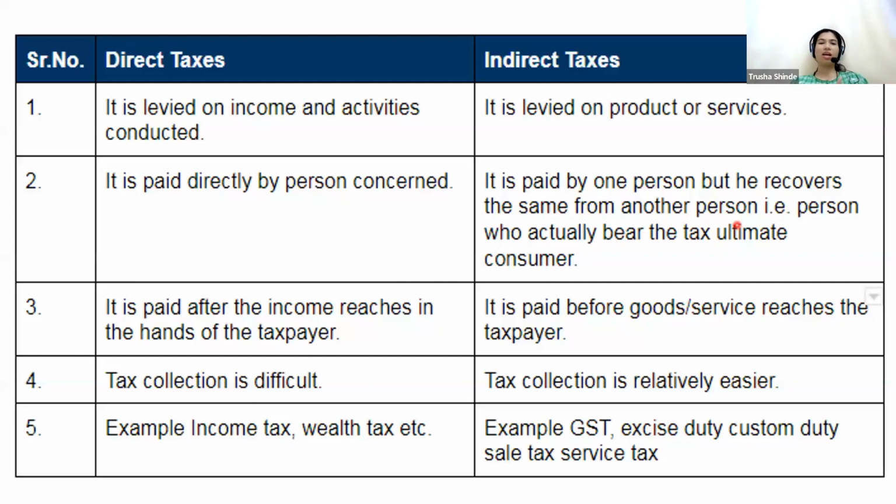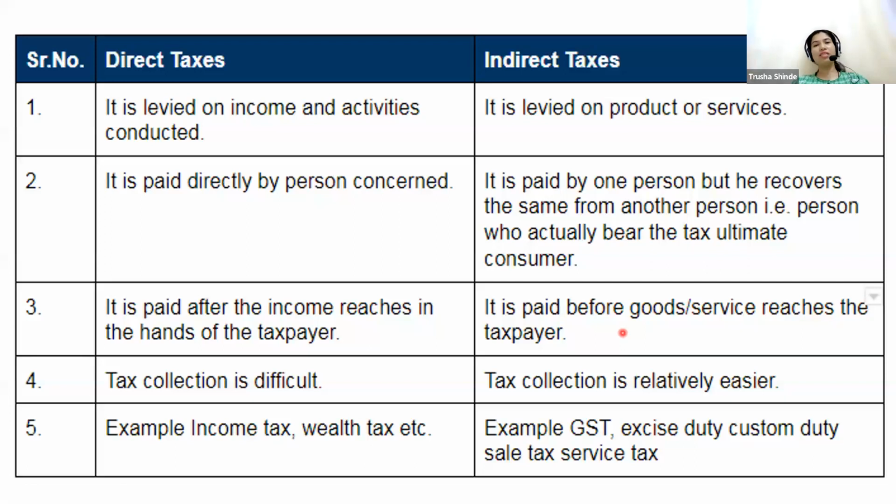Like that the cycle continues and the end consumer bears that particular expense. Further, it is a part of your income which reaches the hands of the taxpayer. That means the person who is going to pay that tax is the only person who earns that income and is able to pay that tax. And when we talk about indirect taxation, it is paid before it reaches the taxpayer.